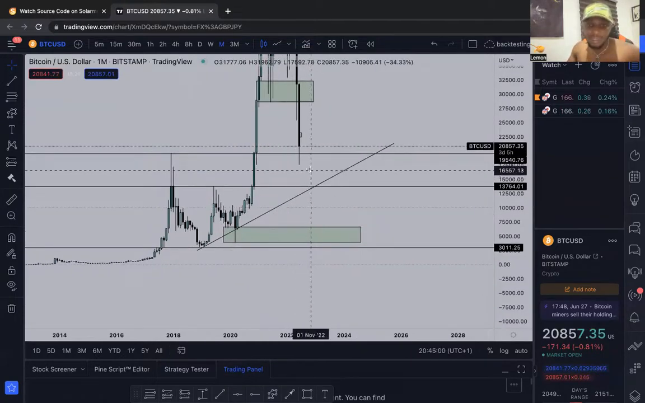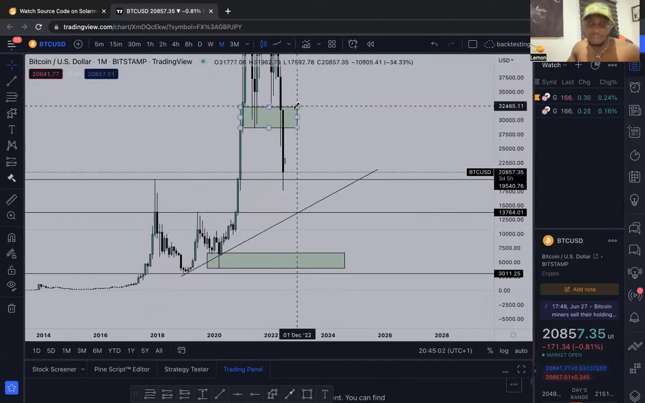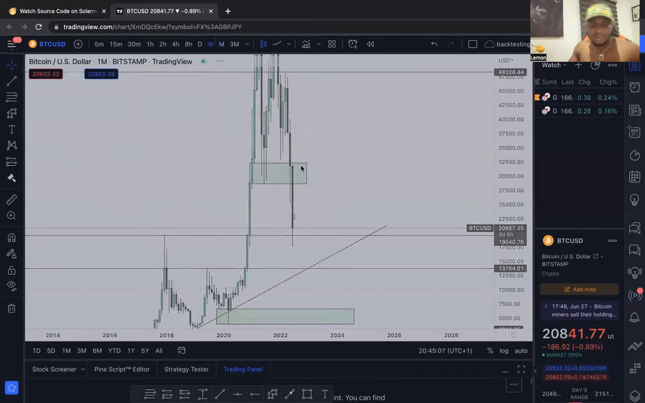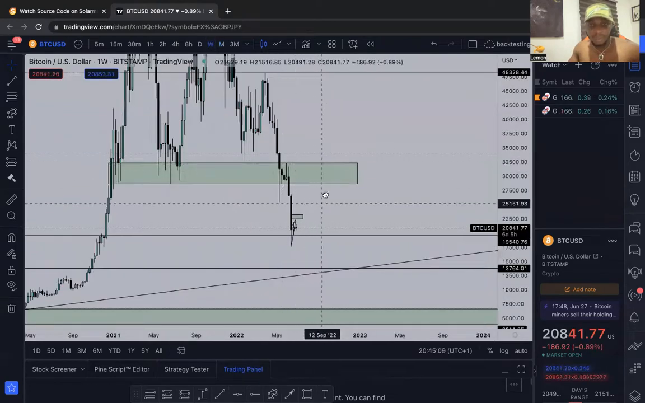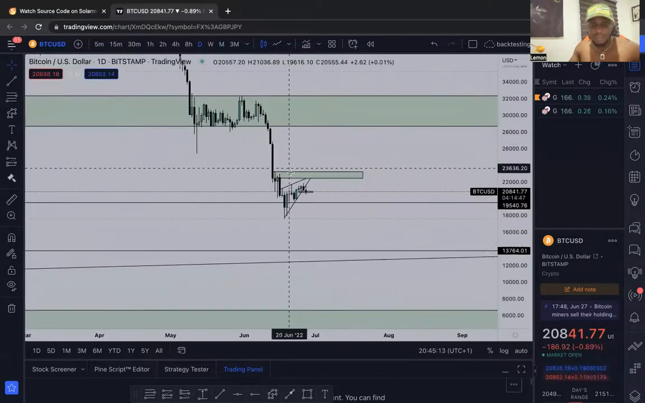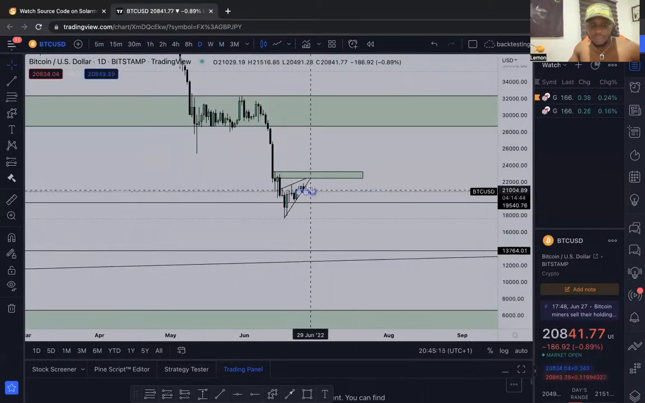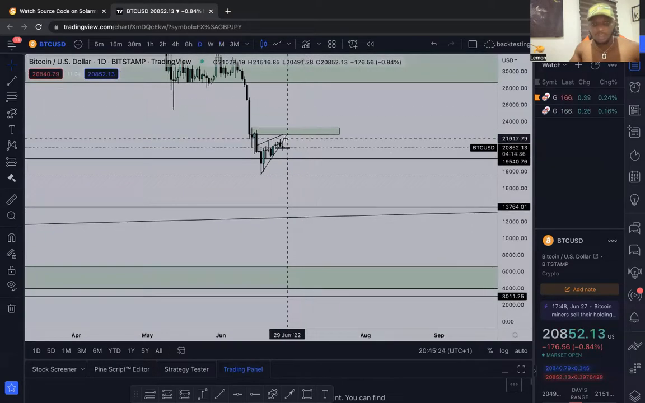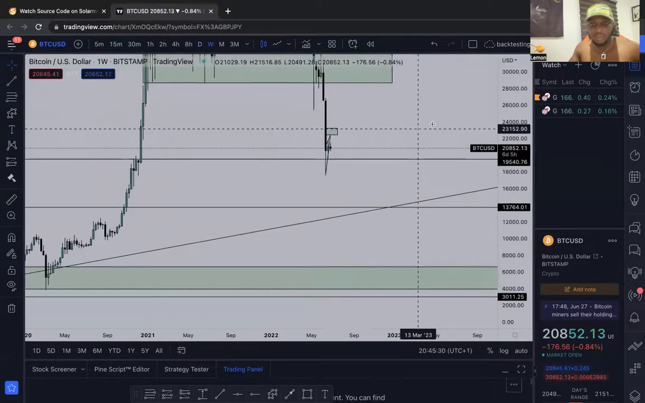Bitcoin might start reacting at this zone, and we see Bitcoin taking out our weekly supply zone, or we take out our daily supply zone. If we take out our daily supply zone and close above, we are going to our weekly supply zone, which is 32K. But if we start closing below 19K, we are going to 13K. So everything is step by step.